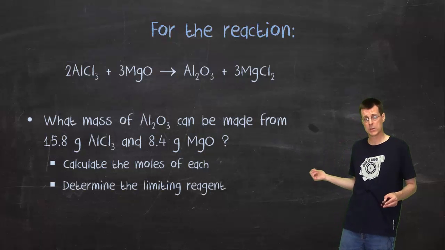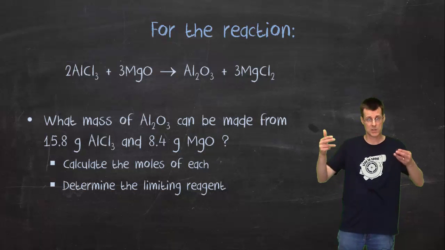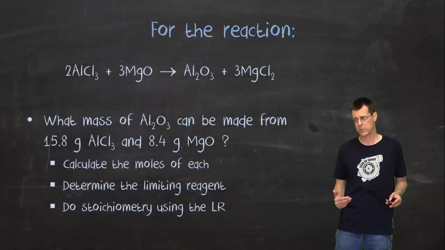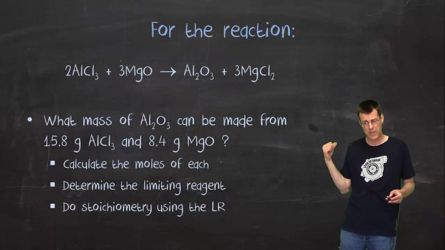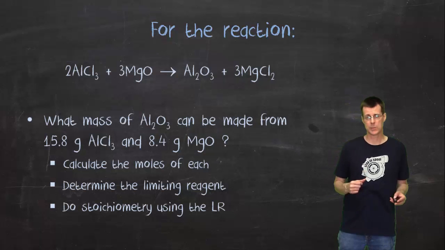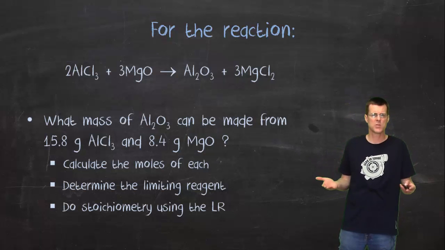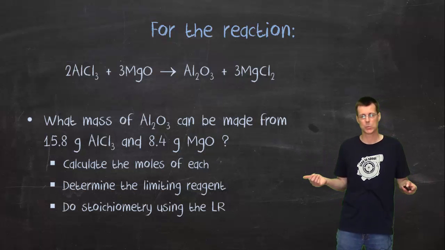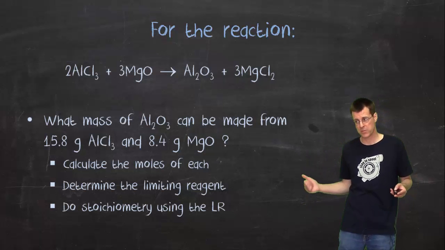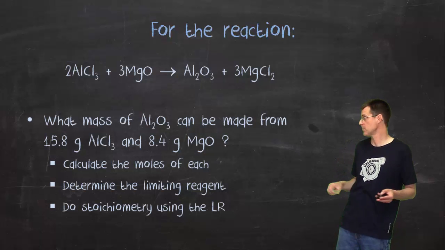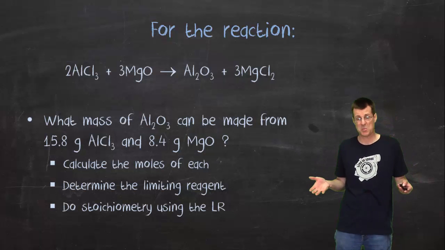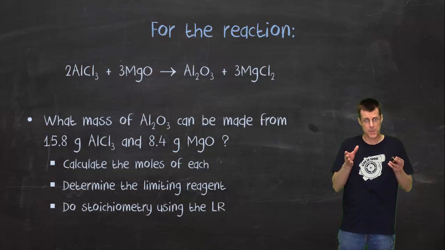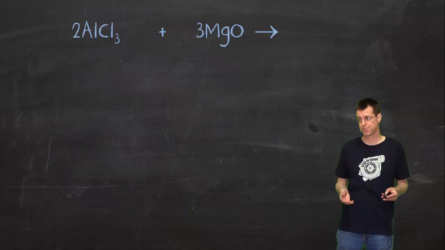Then we're going to determine the limiting reagent. Same thing that we just did. Take those numbers of moles and divide them by the balancing coefficients. And then we're going to do stoichiometry to find the answer, only looking at the limiting reagent. So each one of those steps is fairly simple, straightforward. We've done stoichiometry a bunch of times, and we've calculated numbers of moles a bunch of times. And this one in the middle is actually pretty easy. All we have to do is divide by the balancing coefficients.